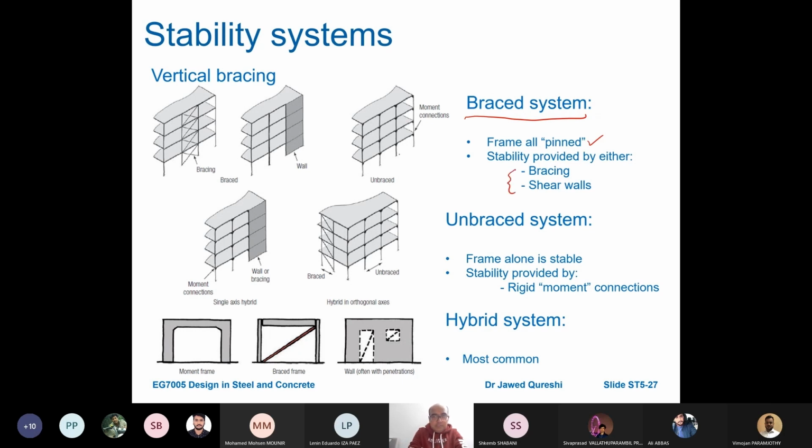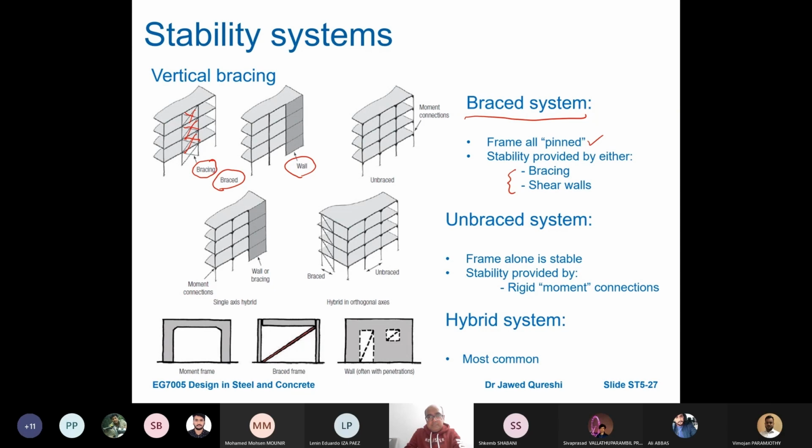Now here you can see an example of braced frames, where stability to the building is provided by either bracing or shear wall. Now the key thing here is joints are pinned. You can combine bracing with shear walls and still say that this is a braced system. So two things: in a braced system or a braced frame, joints are pinned and stability is provided by bracing or shear walls. So this is a simple definition of a braced frame.